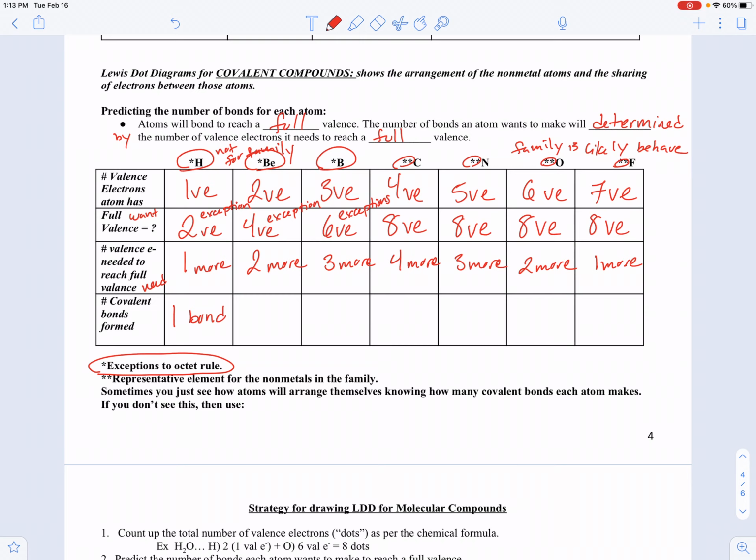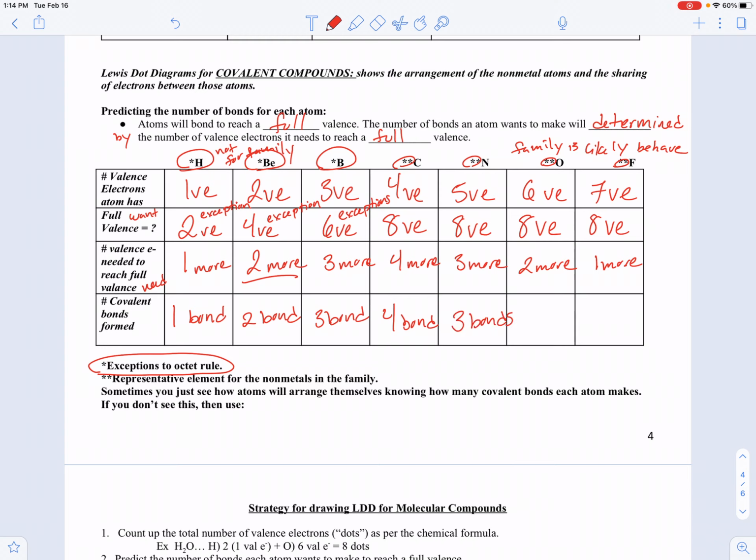If beryllium wants two more, it's going to make two bonds. Because boron wants three more, it's going to make three bonds. Because carbon wants four more, it's going to make four bonds. Because nitrogen wants three more, it's going to make three bonds.